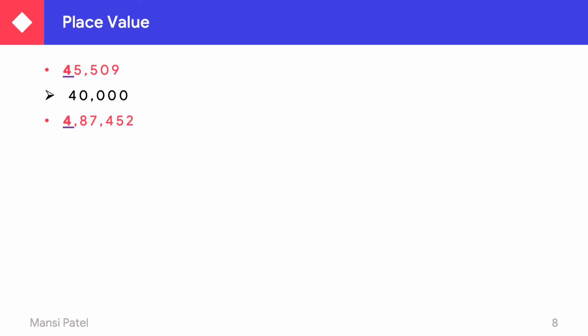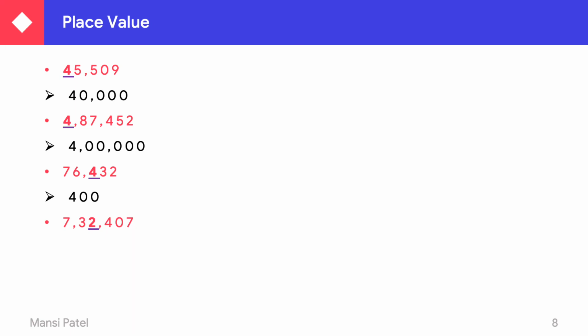Next, 4,87,452. In this you can see 4 in the group of lakh. Therefore, your answer is, place value of 4 is 4 lakh. Your next number is 76,432. Here you can see 4 in the place of 100. Therefore, the place value of 4 is 400.